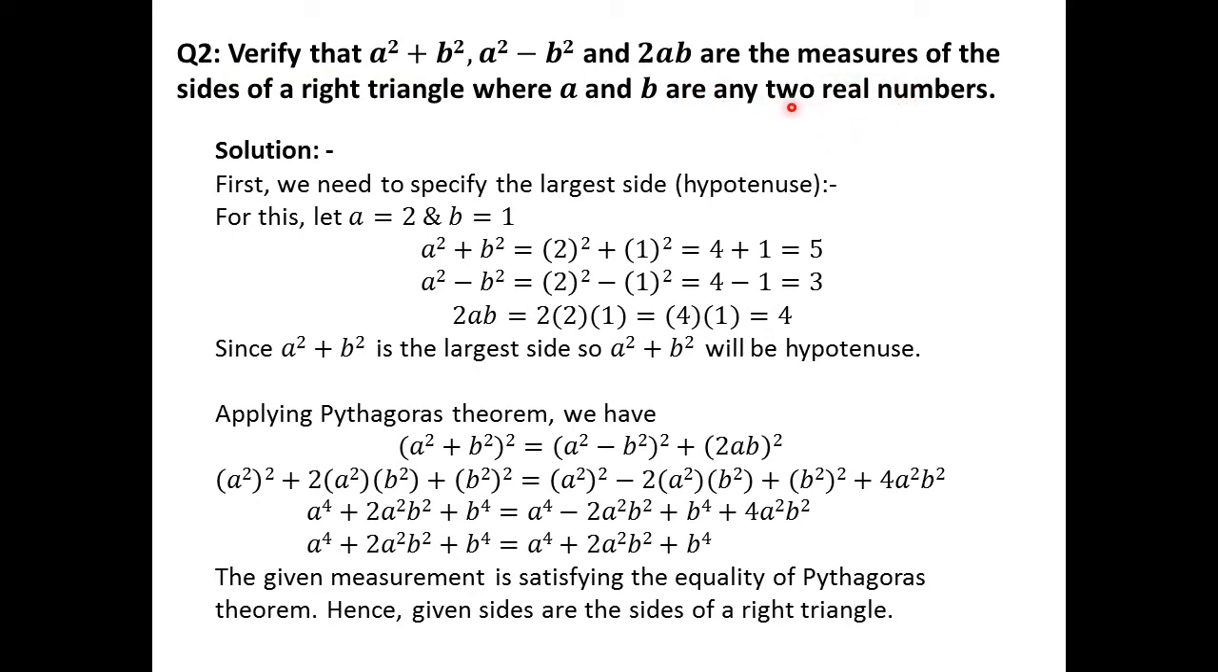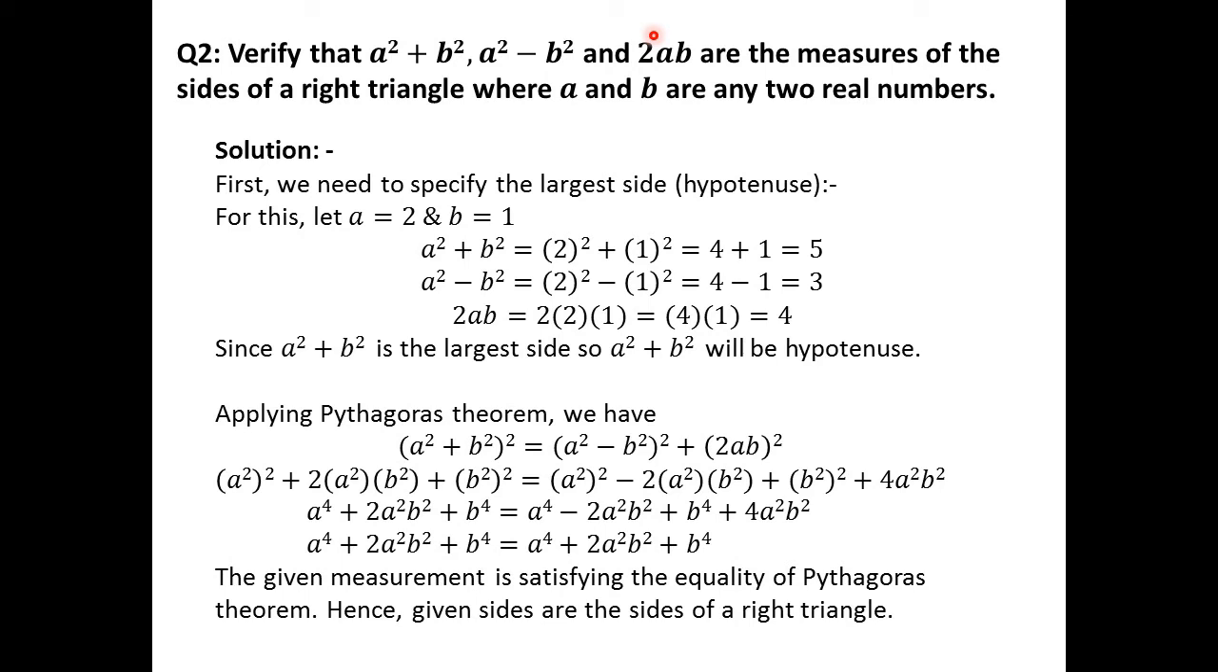Students, in this question we are given three sides. Actually we are given three expressions, and each expression is representing each side of a triangle. a square plus b square is representing the first side, a square minus b square is representing the second side of a triangle, and 2ab is representing the third side. We need to check whether this measurement is the measurement of a right triangle or not.